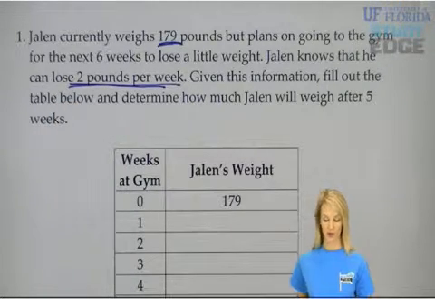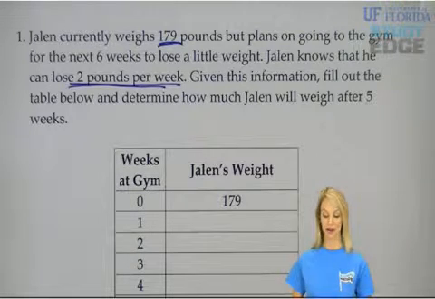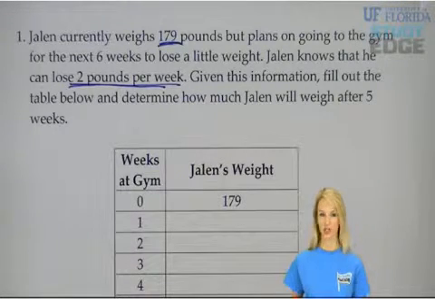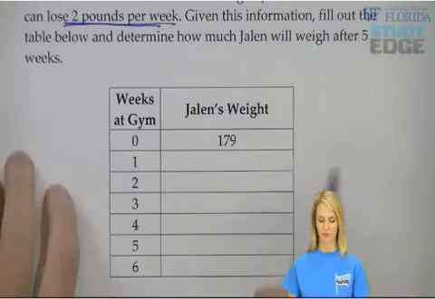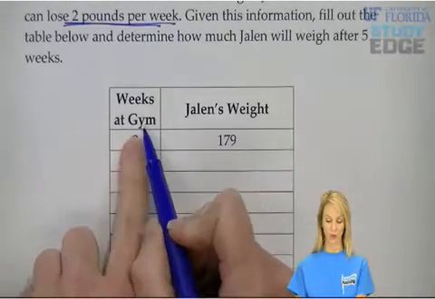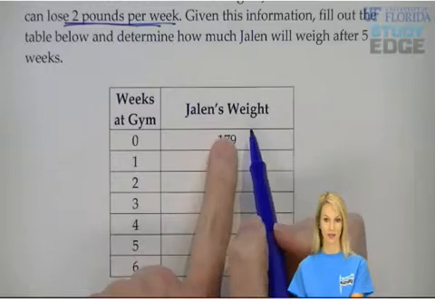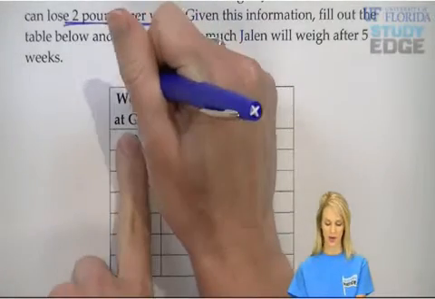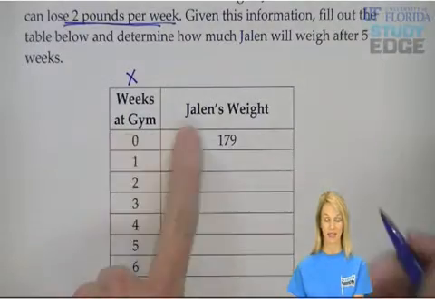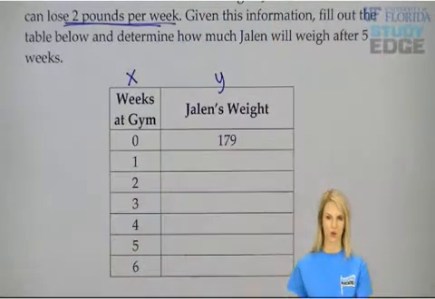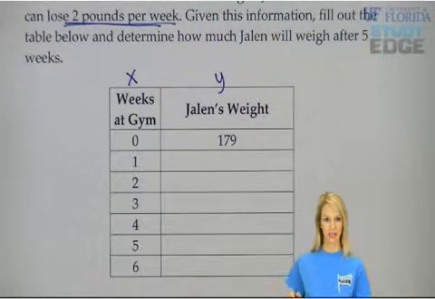Given that information, fill out the table and let's figure out how much weight he's going to have after 5 weeks. So let's see what this table is giving us. We have 2 different columns. We have the weeks at the gym and Jalen's weight. So let's call the number of weeks that you're at the gym X and the amount that Jalen weighs Y. So we've got 2 different variables, X and Y.